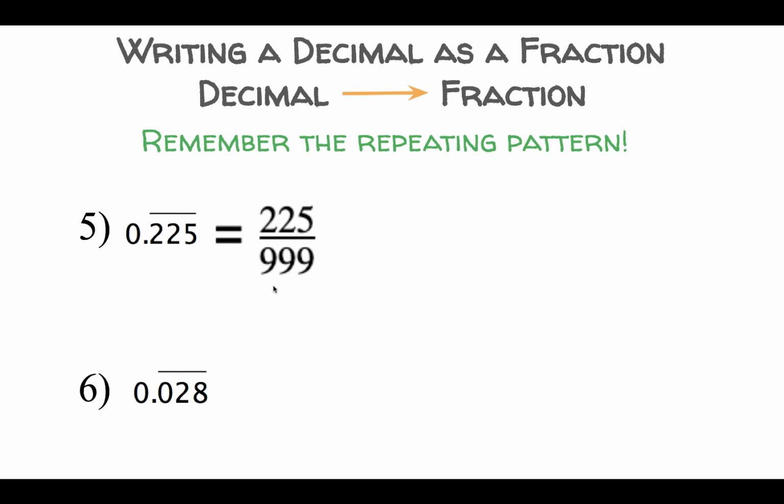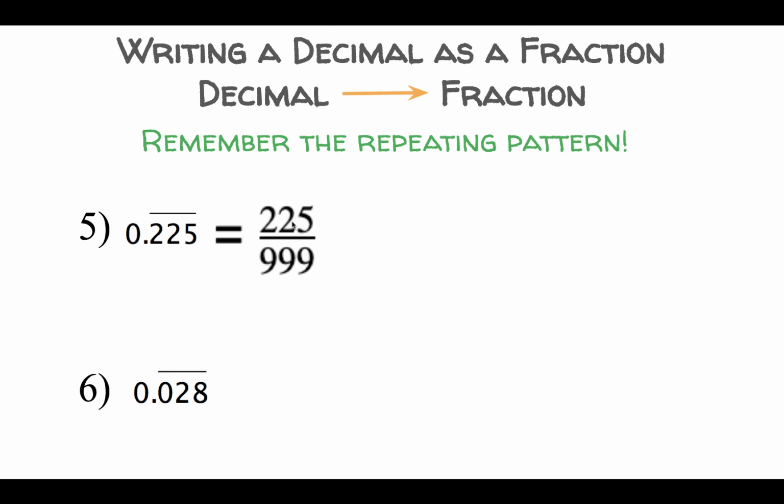Can I simplify that? I can. Think about your divisibility rules. I always check for 3. I always check for 9. If I add up the digits and they create a multiple of 3, if I'm thinking about 9, if they create a multiple of 9 after I add them up, they're divisible by 9.